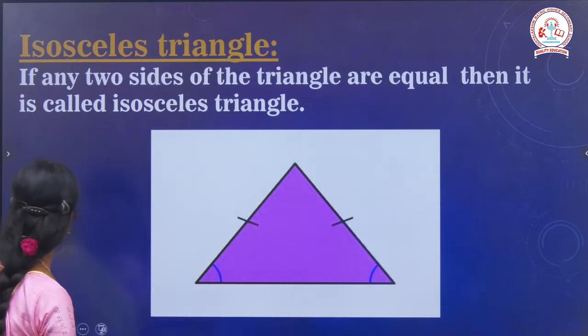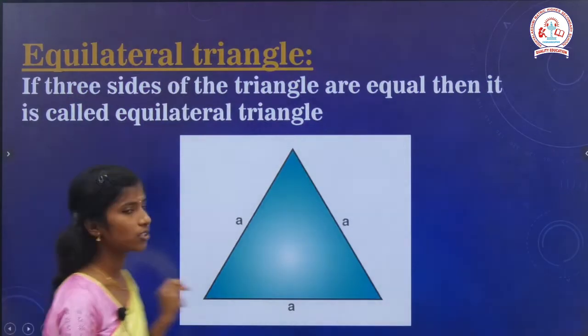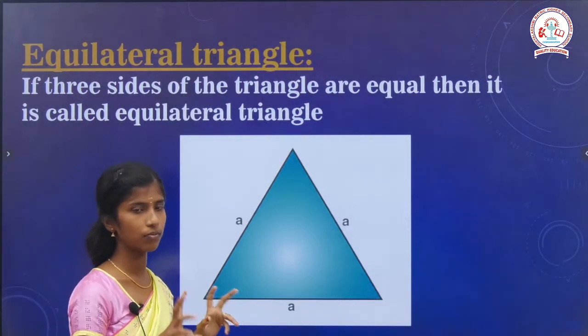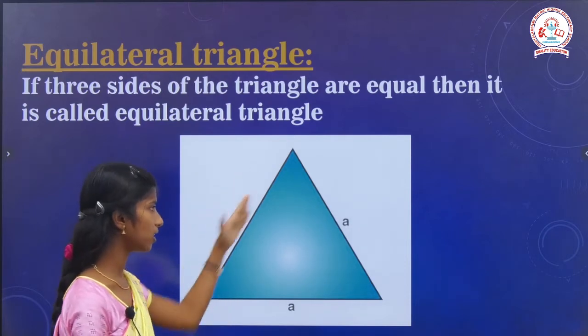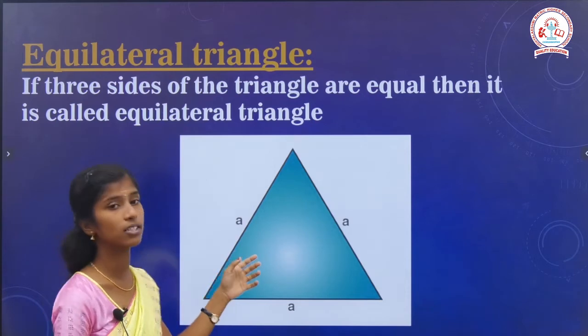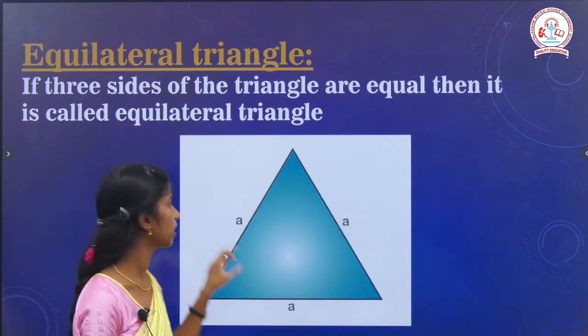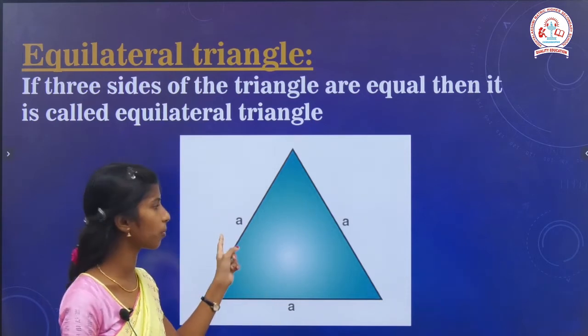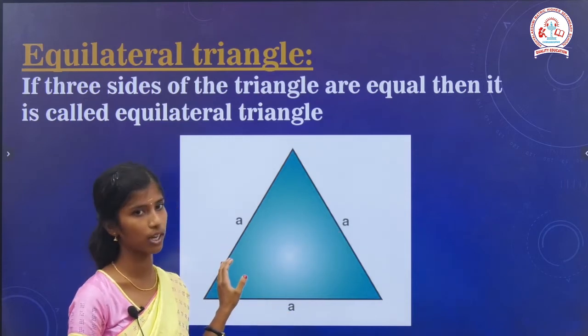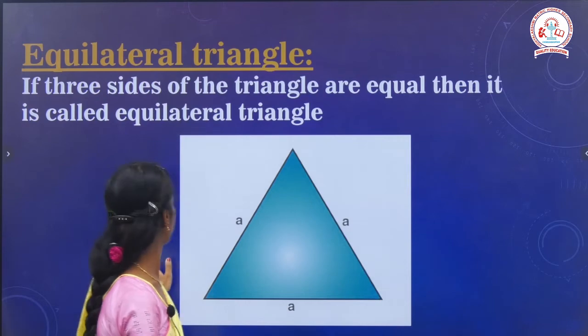Next we have equilateral triangle. Equilateral means we know equal. So if the three sides of a triangle are equal, then we say this as equilateral triangle. If one side is mentioned as A, the measurement of the other two sides is also A. So this triangle is known as equilateral triangle.